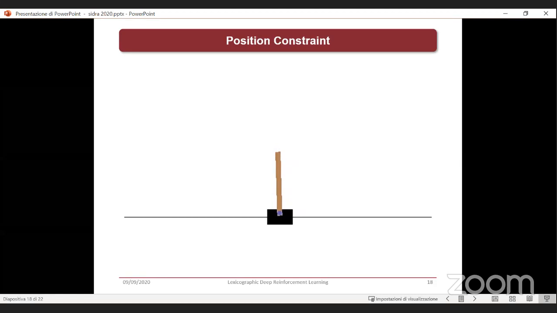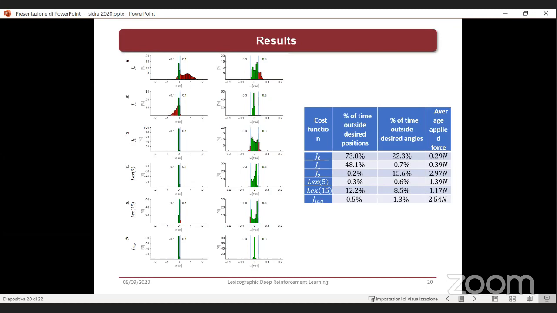So here we visualize the resulting lexicographic agent that takes the characteristics of the previous three controllers. So the pole is better balanced, the cart doesn't diverge, and overall, the force consumption is very limited. Here we have some numerical quantitative results, averaged over 100 runs. We can see that the performance is in line with the behavior that we showed before.